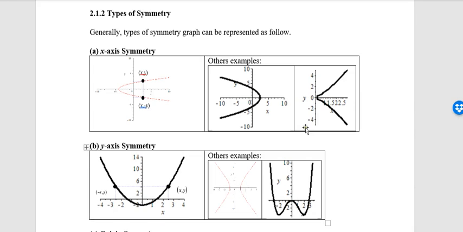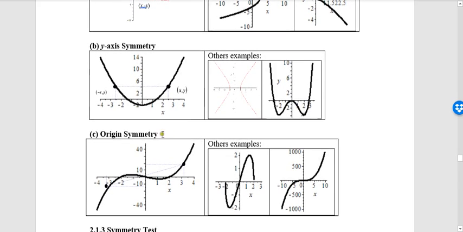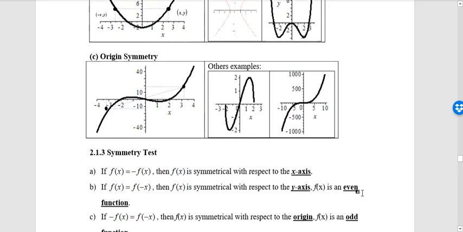In this video we will talk about types of symmetry. Okay, types of symmetry. So what are the types of symmetry? You have a few types here. The first one is x-axis symmetry, meaning that only the x is involved. You draw only on the x, either on the left or to the right. Then y-axis symmetry, and lastly, the origin symmetry.